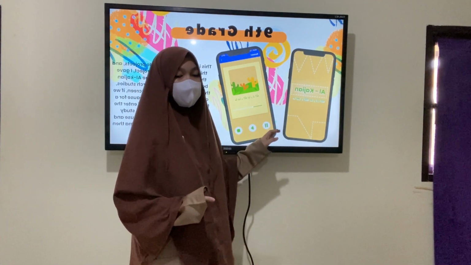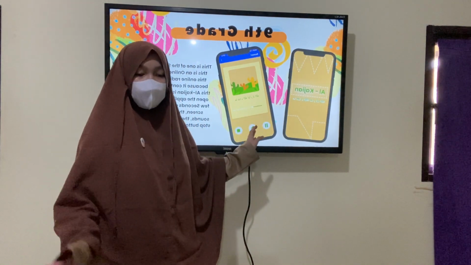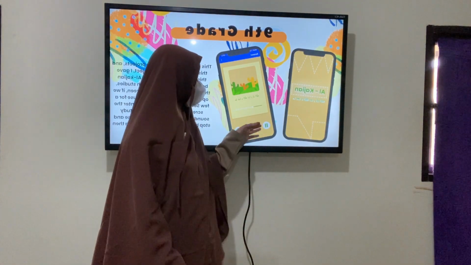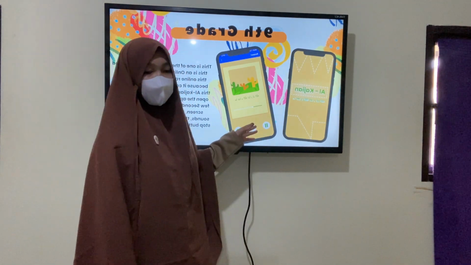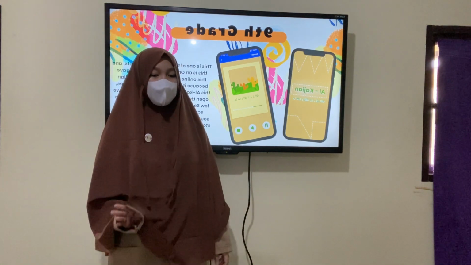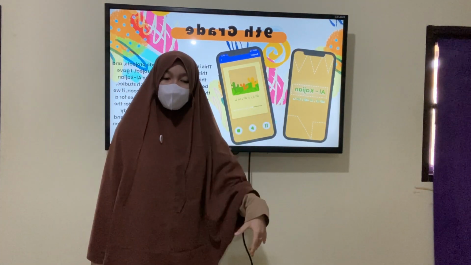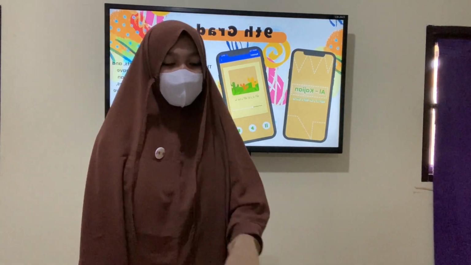The screen contains study sound. Then there are play, pause, and stop buttons. I designed it in Figma, then I input it into the code.